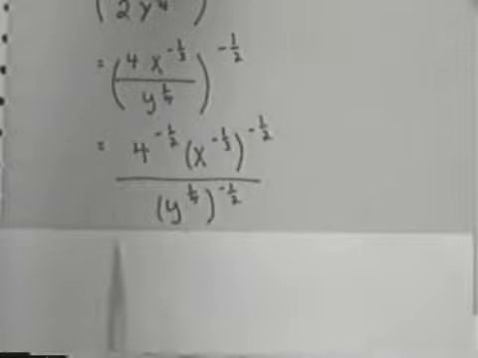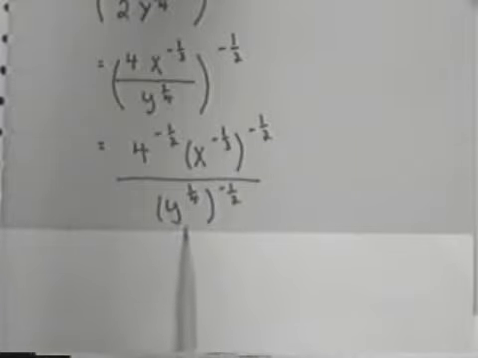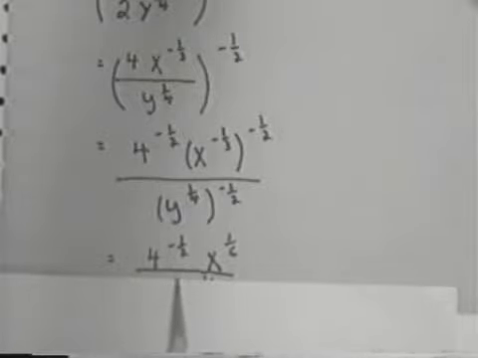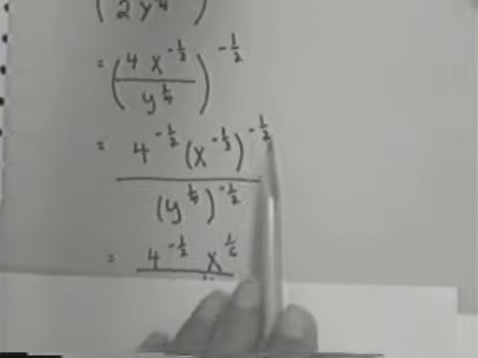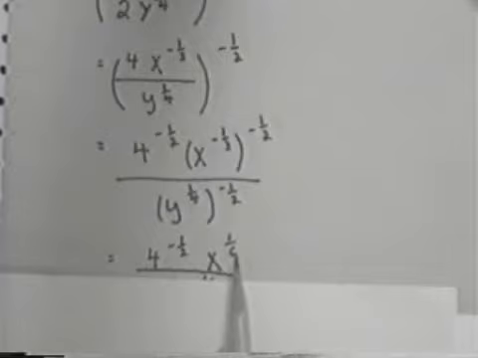So doing that, I would have 4 to the negative 1/2, x to the negative 1/3 to the negative 1/2, y to the 1/4 to the negative 1/2. Now I'm just leaving 4 to the negative 1/2. I'm leaving that. But to raise a power to a power, you keep the base and multiply the exponents. Now negative times a negative is positive. 1 times 1 is 1. 3 times 2 is 6.